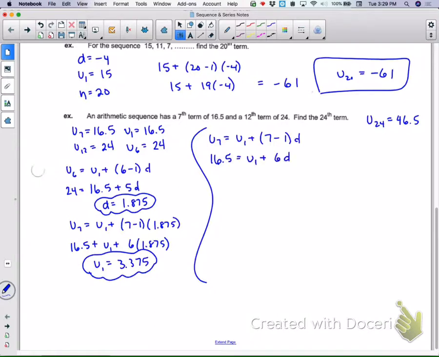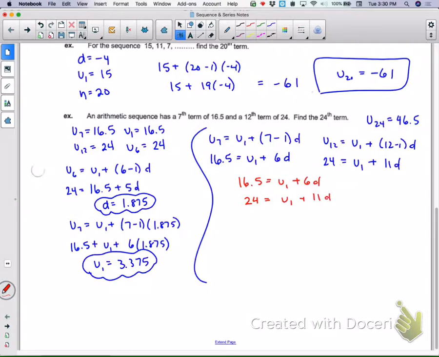Okay? And then now do the same thing for u sub 12. U sub 12 is the first term plus 12 minus 1 times d. So u sub 12, which was 24, is equal to u sub 1 plus 11d. Now, what I can do is take this system and solve it pretty easily using either substitution or elimination. I'm going to use elimination. 16.5 is u sub 1 plus 6d, and 24 is u sub 1 plus 11d.